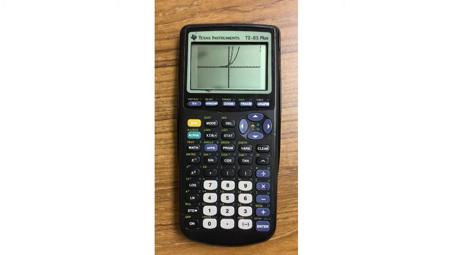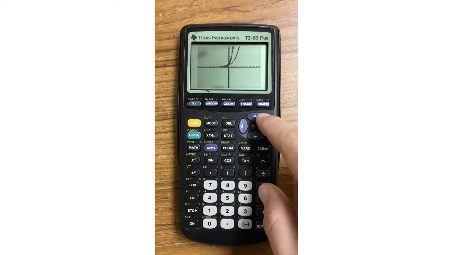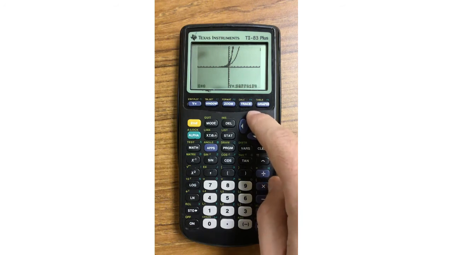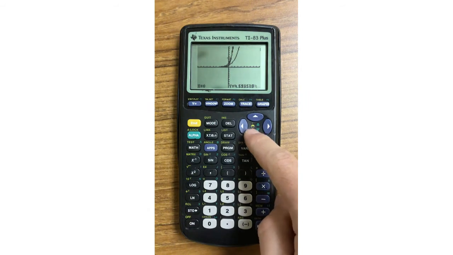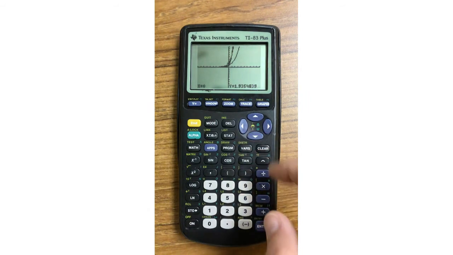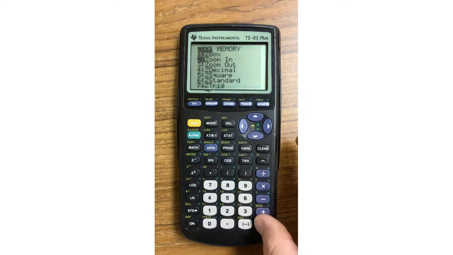Okay, that's my first one, that's my second one, and that's my third one. They kind of overlap there in the end. And if you ever want to zoom in, watch this, I can move this up, maybe move it down a little bit, right where all the action's going on, and click zoom in.